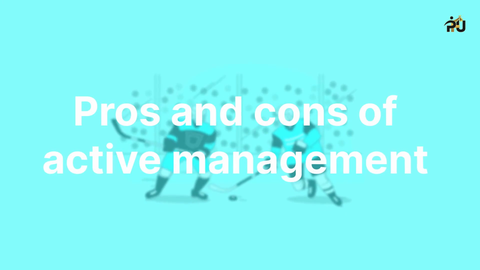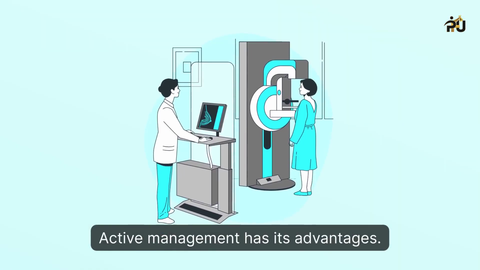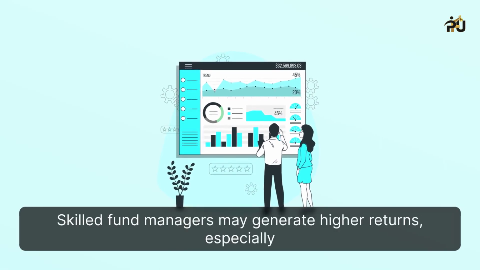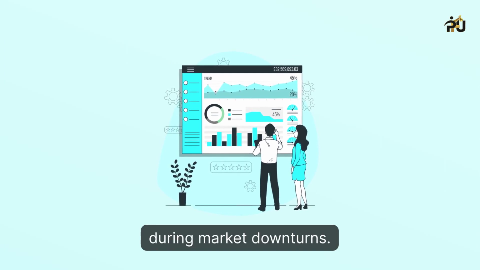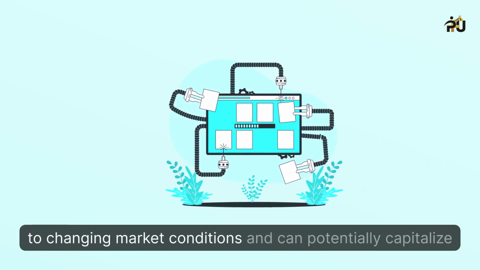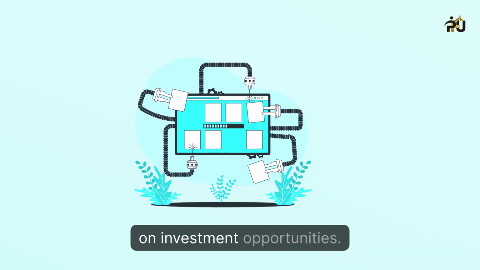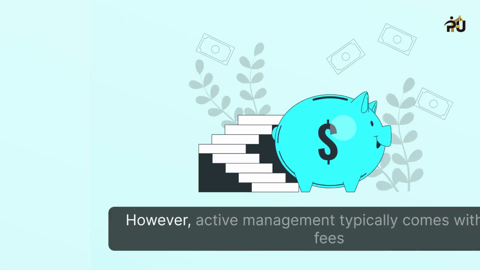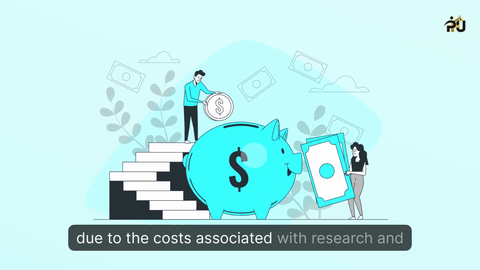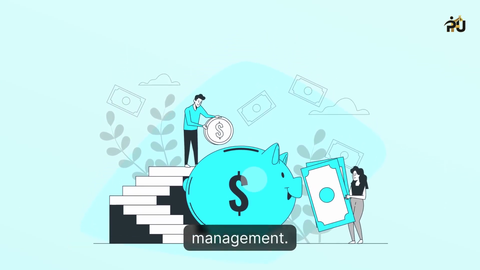Pros and cons of active management. Active management has its advantages. Skilled fund managers may generate higher returns, especially during market downturns. They have the flexibility to adapt their portfolios to changing market conditions and can potentially capitalize on investment opportunities. However, active management typically comes with higher fees due to the costs associated with research and management.